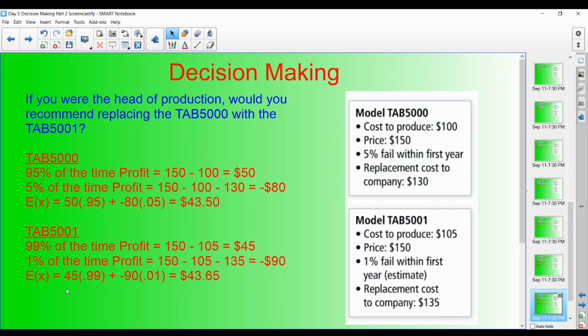So if I were the head of production, I would say let's make the Tab 5001, because while we make less profit if it doesn't break, and we have more liability if it does break, it's going to break less percent of the time, and therefore it's going to have a higher expected value. So 15 cents per unit when you're dealing with hundreds of thousands, if not millions of units, is really important, and that's how companies use probability to make decisions.